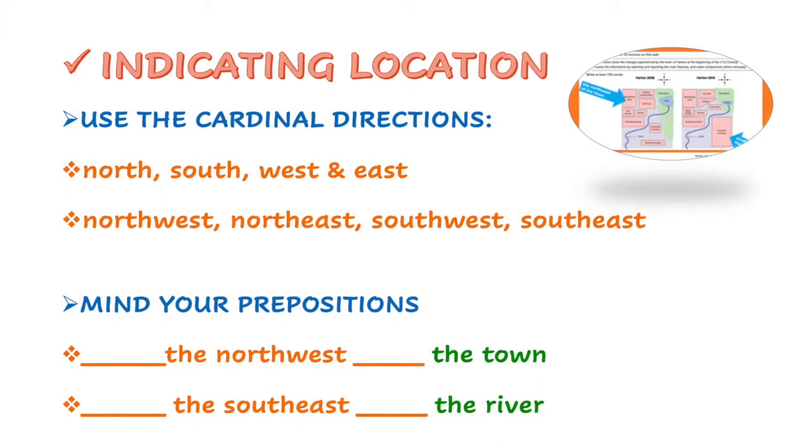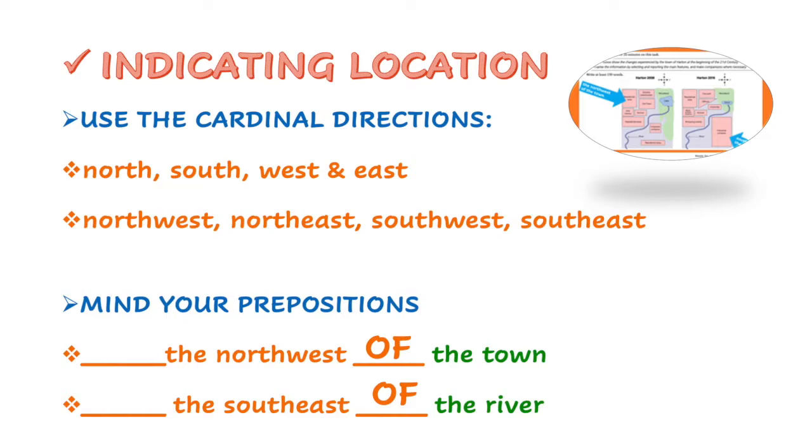You will be expected to use the cardinal directions, north, south, west, east, and they are usually marked on the maps, so watch out for that in the exam. But you'll also need to work out the ones in between, northwest, northeast, southwest, or southeast. And when you use them, please mind your prepositions. It's the northwest of the town, the southeast of the river, or simply the north of the town, yeah?